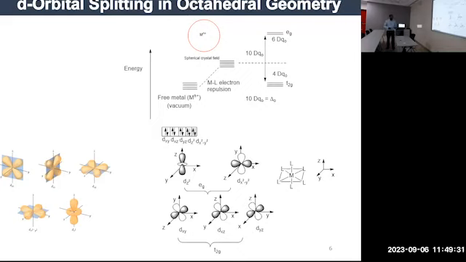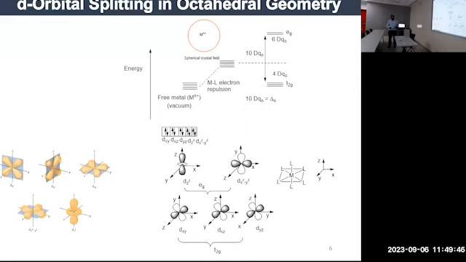So we see this dyz, dxz, and dxy. This is a 3D view, it's a clear-cut view. So you can see that the lobes are in between the axes. Now in the dx square minus y square and dz square, the lobes are along the axis.